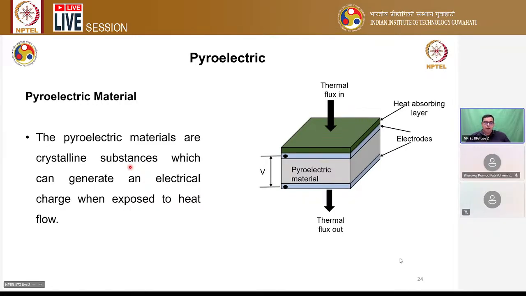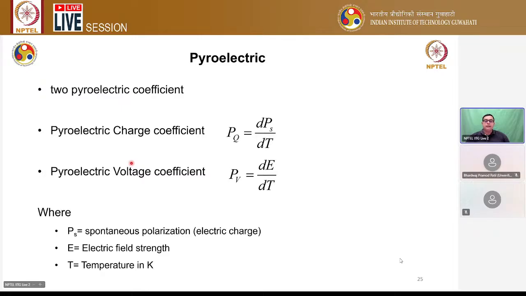I think till now everyone has got this. Okay, the pyroelectric materials were the crystalline substances which can generate electrical charge when exposed to a heat flow. In the pyroelectric discussion, we have seen two pyroelectric coefficients. One was the pyroelectric charge coefficient, which we defined as dPs by dT, where Ps was the spontaneous polarization, and we also defined another coefficient, the pyroelectric voltage coefficient, which is dE by dT, where E was the electric field strength, right?